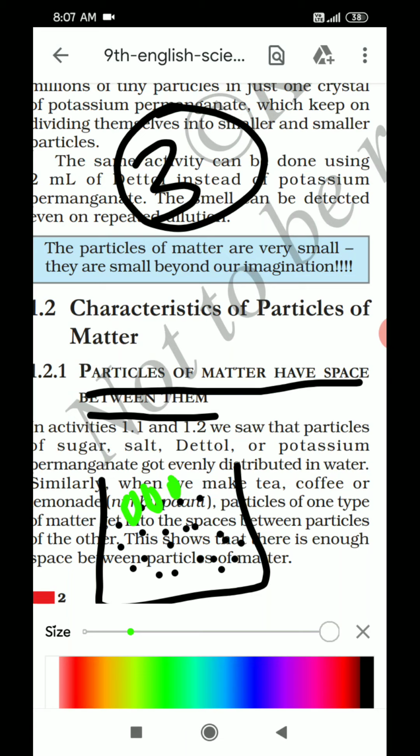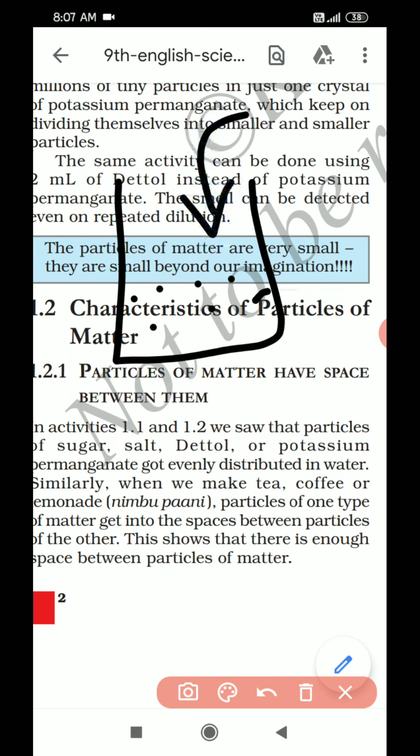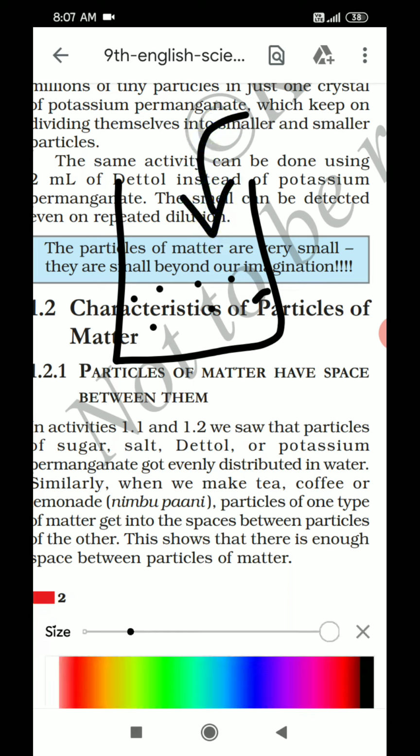How can I say that they have space between each particle? Let me take the first experiment. We are taking water. When I add sugar to that water, what happens? It gets dissolved in that water. Why does it get dissolved? The salt just occupies the space between the particles present in the water. If there was no space between the water particles, then the salt would not have been accommodated.